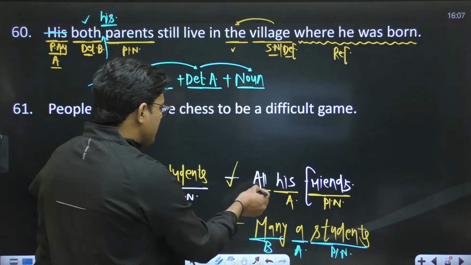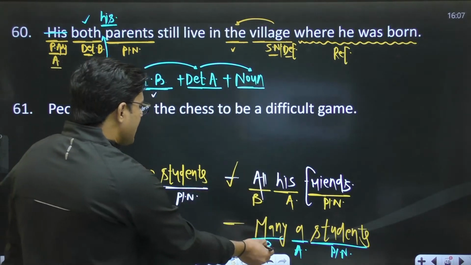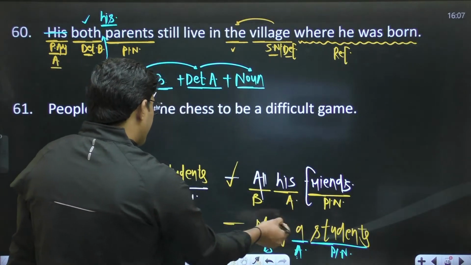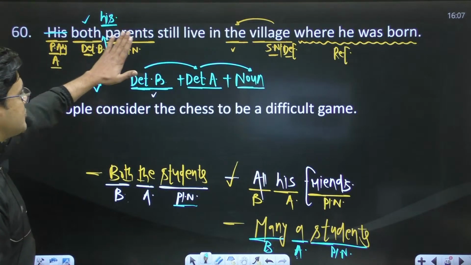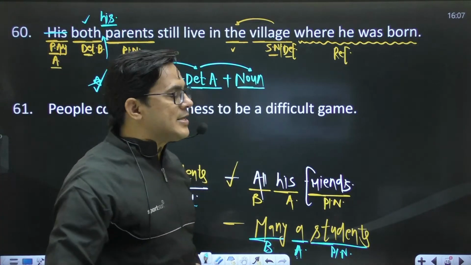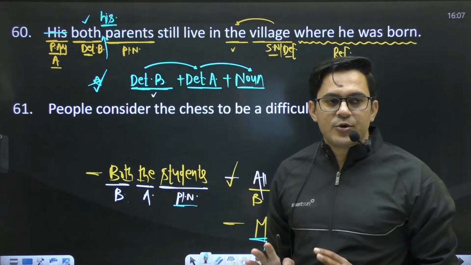So initially we use a determiner of group B, after that a determiner of group A, and after that we use a noun. So the sentence will be like: both his parents still live in the village where he was born. Are you getting my point?